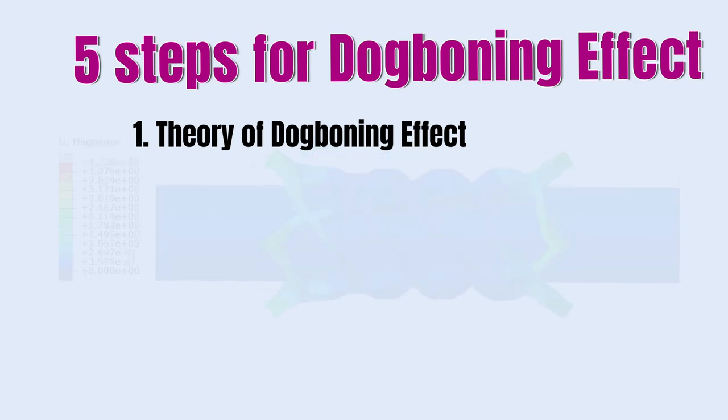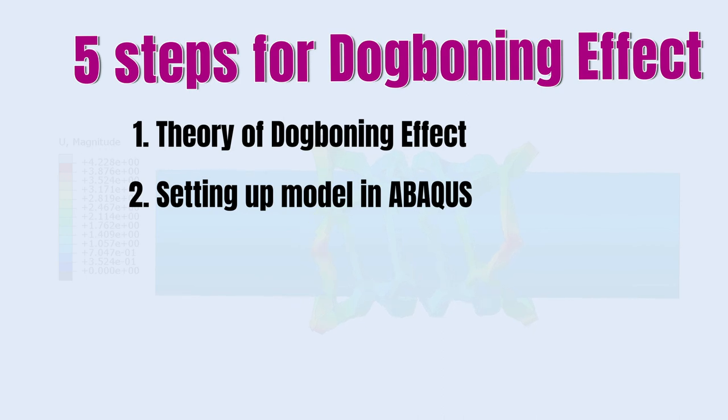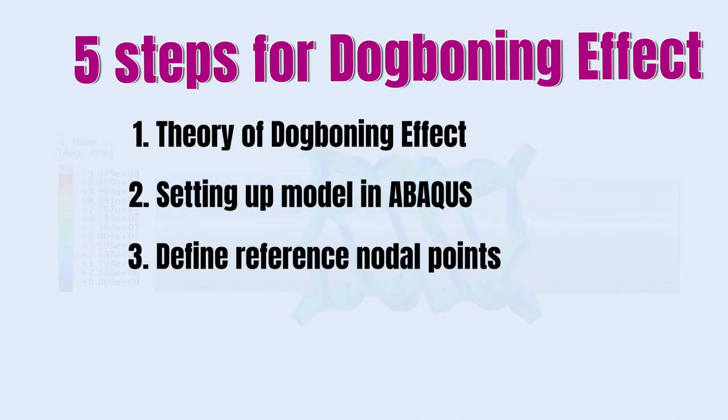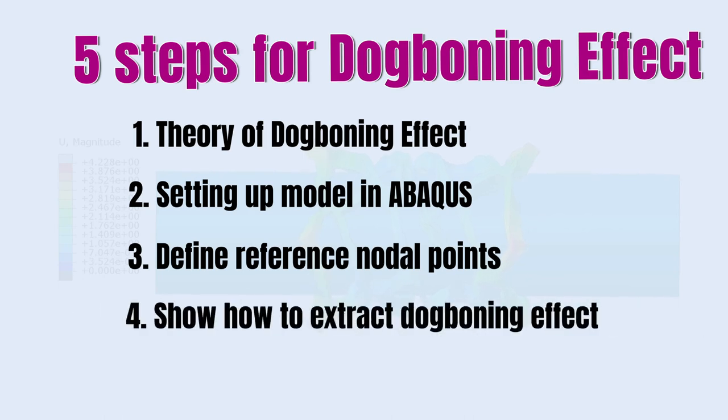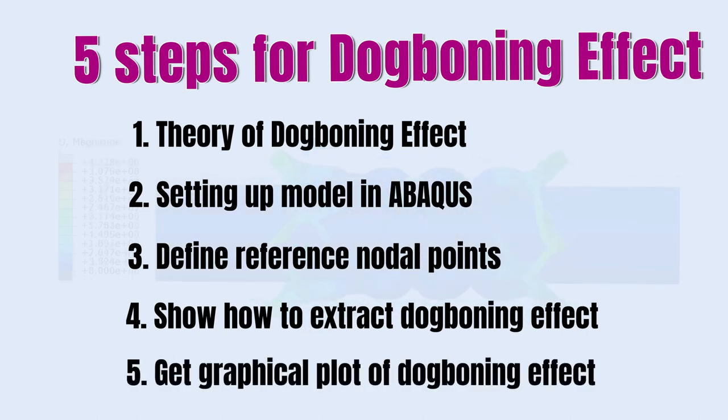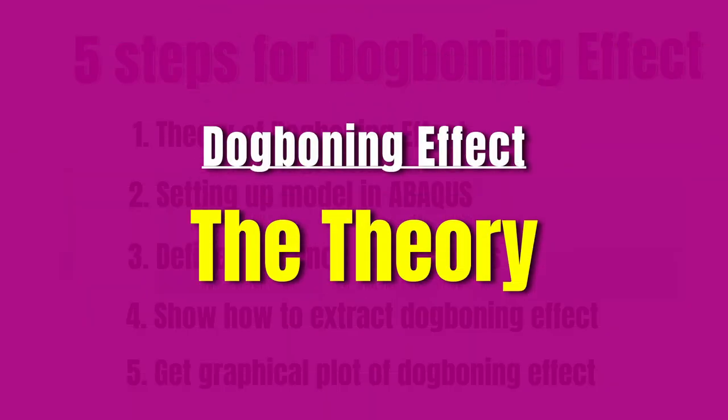The first is the theory of the dogboning effect. Then the second is setting up the model in ABAQUS for the stent simulation. Then the third step is to define the reference nodal points to use for tracking this dogboning effect. Then step four is how to extract this dogboning effect from ABAQUS. And then finally, based on the results from ABAQUS, I will show you how to plot this dogboning effect graphically.